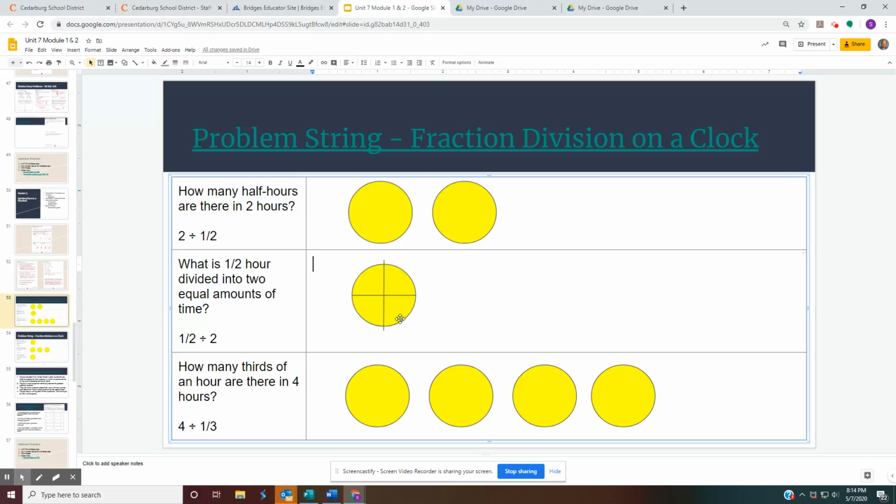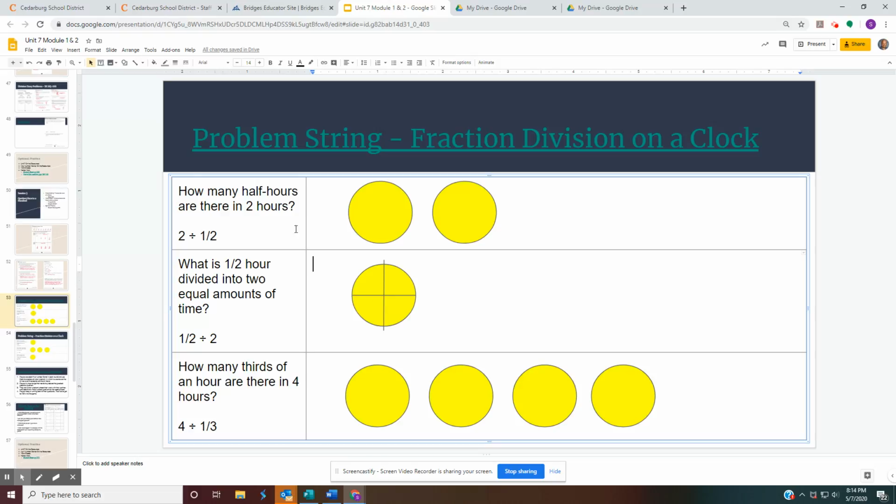What does that give me? Well, it kind of gives me 15 minutes. And what is 15 minutes when we think about an hour, right? It's 1/4 of an hour. So by dividing a half an hour in half, we get 1/4. So how many thirds of an hour are there in 4 hours?